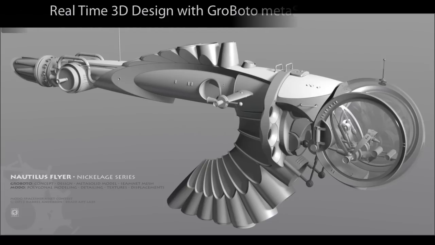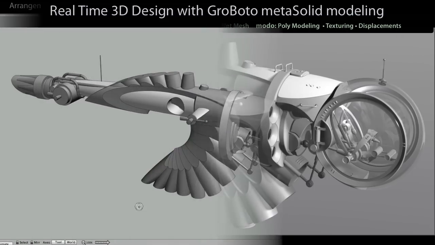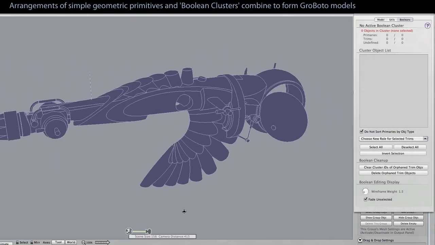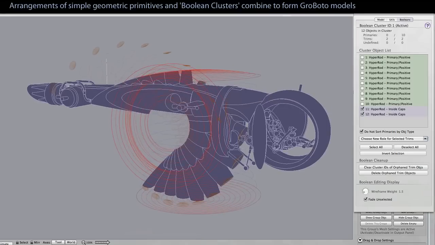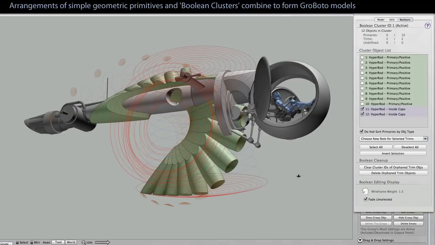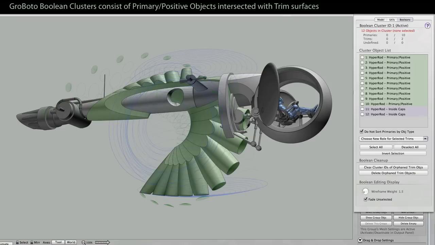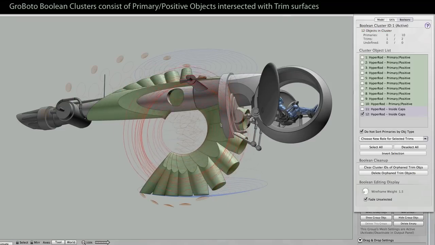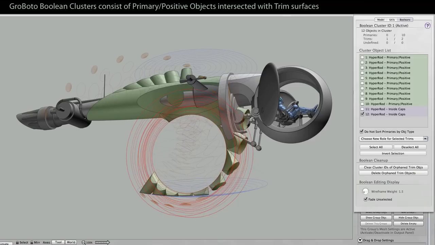The concept and design phase of any 3D project is crucial and can be a lot of fun. While a lot of artists prefer to do that phase with traditional 2D tools, whether they be digital or pencil and paper, I prefer to do it with a 3D tool, GroBoto. And it's possible with GroBoto because GroBoto's modeling consists of true geometric primitives.